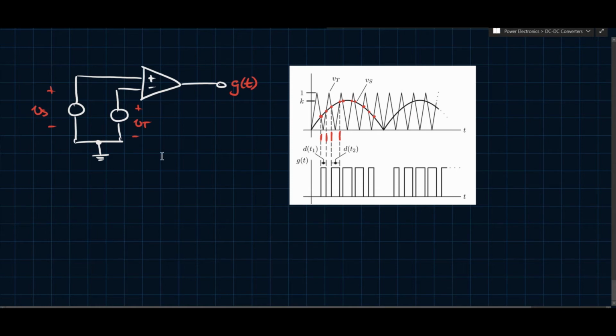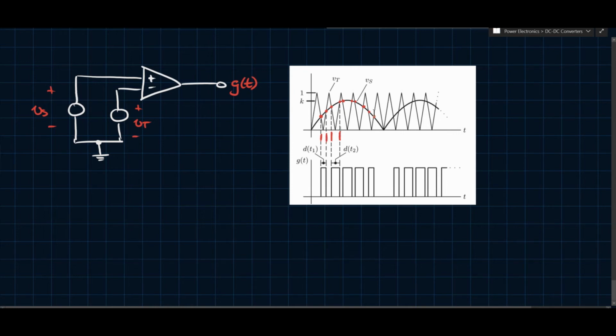So again, this is G of T. Basically, it's a gate pulse, right? So your switches should be turned on and off according to this sort of sequence, I guess you can call it. So we see that this is a rectified waveform essentially, VS. This looks like a rectified waveform, right?